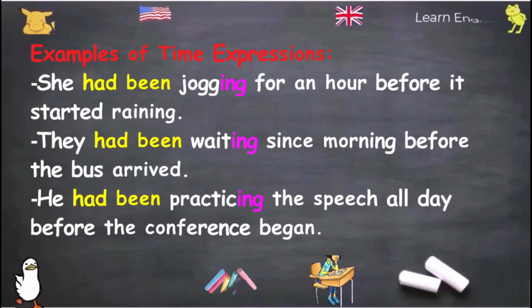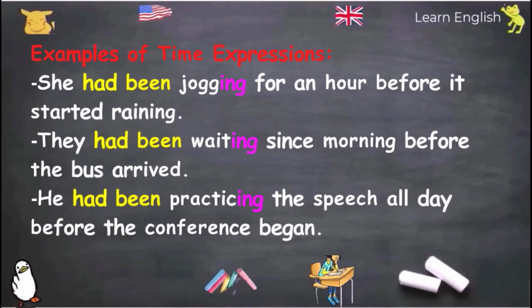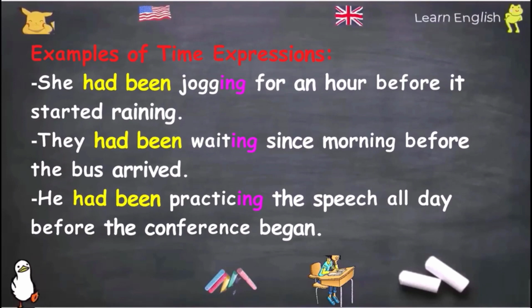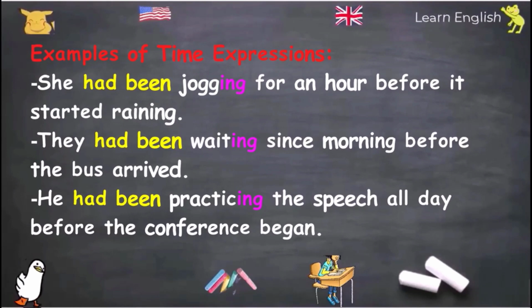Examples of time expressions. She had been jogging for an hour before it started raining. They had been waiting since morning before the bus arrived. He had been practicing the speech all day before the conference began.